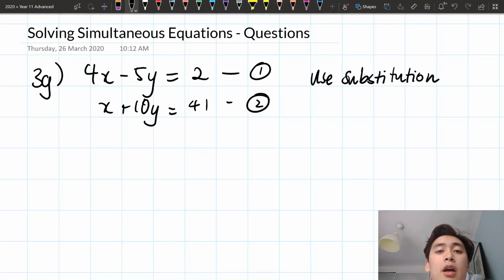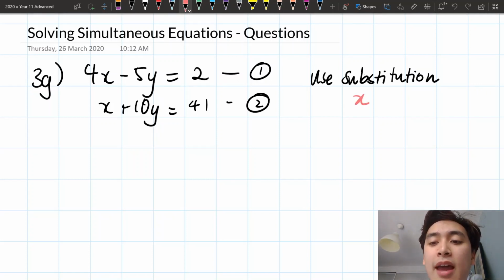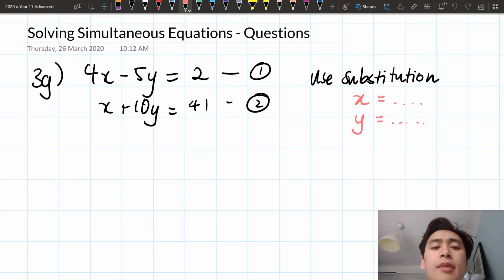Now, if you remember in the notes and also in the video, I said that for the substitution method, what you want to do is write one of your equations in the form with one of the pronumerals as the subject, so it has to be in the form x is equal to something or y is equal to something. And that's what you want to do. So let's have a look at our two equations here. I've got 4x minus 5y is equal to 2, and I've got x plus 10y is equal to 41.